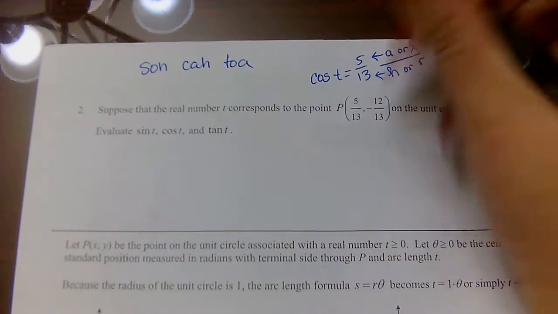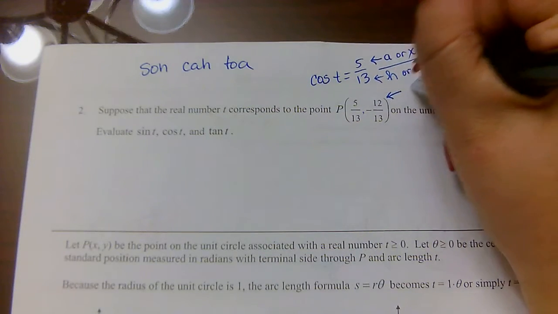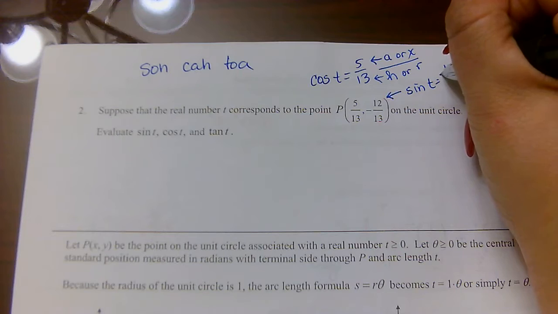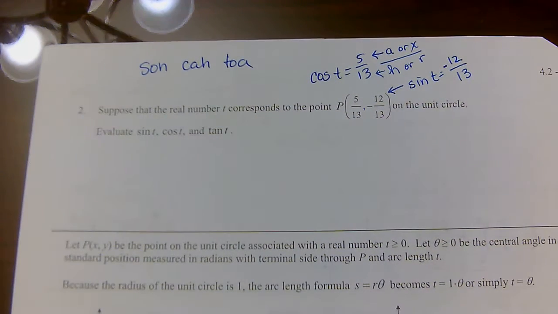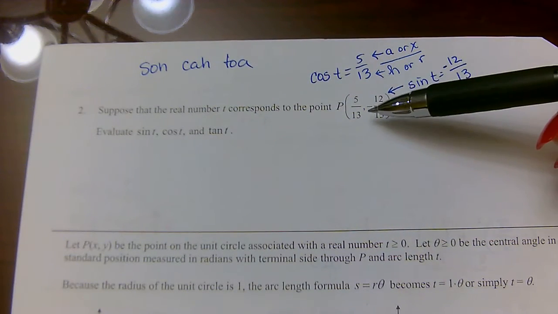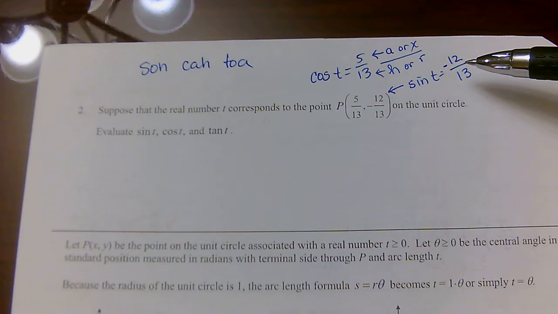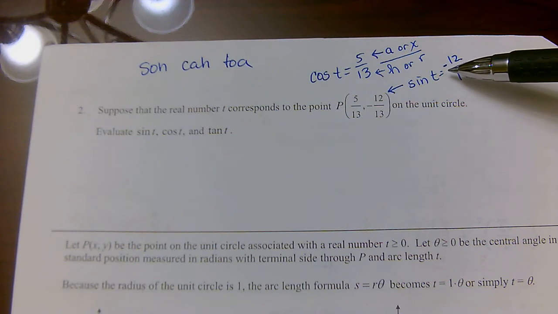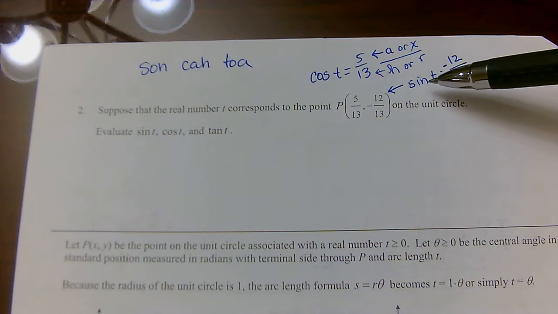Over here, remember, this one is going to be sine. So I can say sine of t is equal to -12 over 13. Now, in this particular case, the negative is always going to be assigned to the x or the y. Never is it going to be assigned to the hypotenuse. And the reason for that is when you square a number, it's always going to be positive. So our hypotenuse is always going to be positive. So those negative and positive signs have to be assigned to the numerators, at least for sine and cosine.